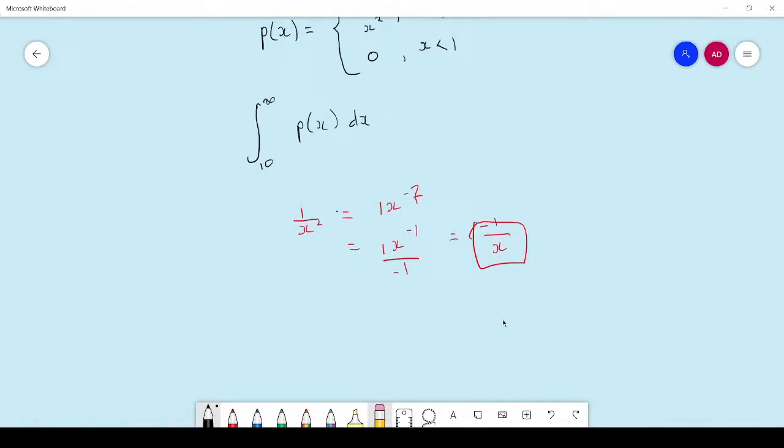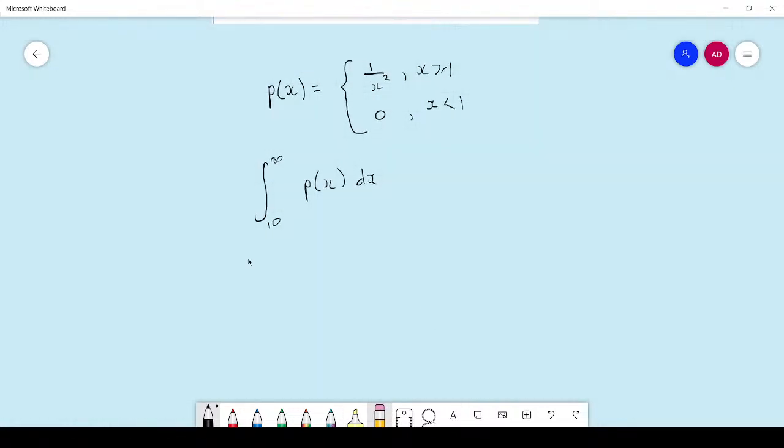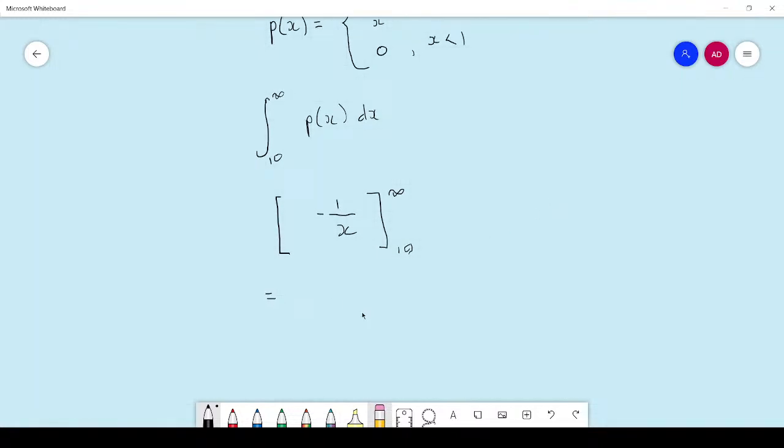Right, so write this out now. Definite integral between 10 and infinity of negative 1 over x. So now we're going to substitute in, and as always the top boundary is the first to be substituted in. So instead of writing x, we're going to sub in infinity, and then we're going to minus from the lower boundary negative 1 over 10.